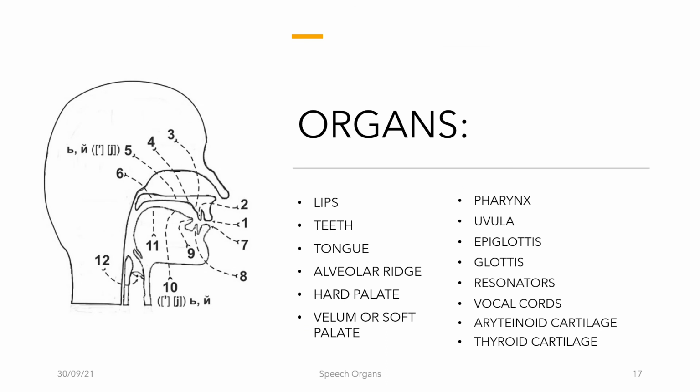And well, this is the list of all the organs that we have seen: the lips, the teeth, the tongue, the alveolar ridge, the hard palate, the velum or soft palate, the pharynx, the uvula, the epiglottis, the glottis, the resonators, the vocal cords, the arytenoid cartilage, and the thyroid cartilage.